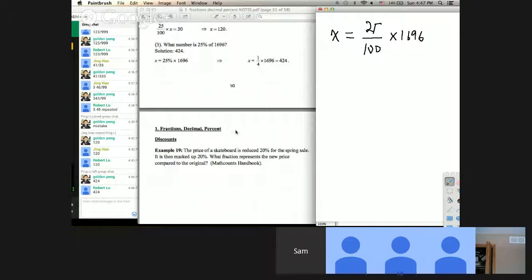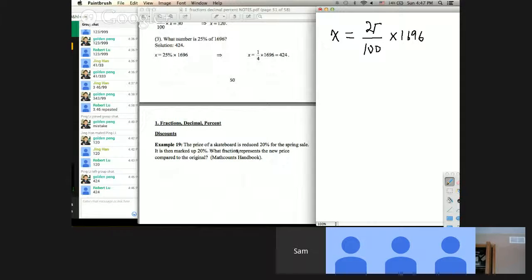Let's try this problem. The price of a skateboard is reduced 20% for the spring sale and then marked up 20%. What fraction represents the new price compared to the original? This is from Mathcounts handbooks, by the way.